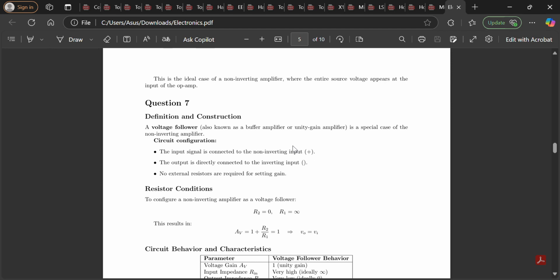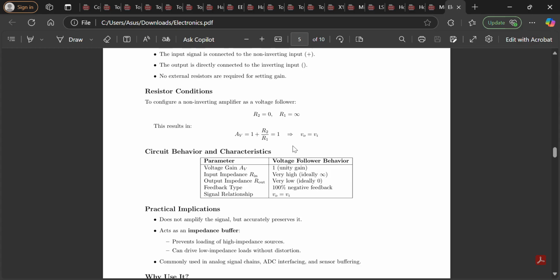This is just a non-inverting amplifier with R2 equals 0 and R1 usually should be close to infinite. The input signal is connected to the non-inverting input. The output is directly connected to the inverting input. No external resistors are required for setting gain.